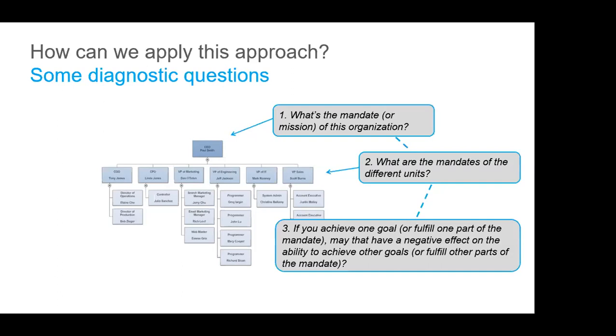And then the question is, can one unit work to achieve its goal or fulfill its mandate without that having a negative effect on another unit, and vice versa? If you do this kind of pairwise comparison, you can create a whole matrix with potential conflicts between the unit mandates.